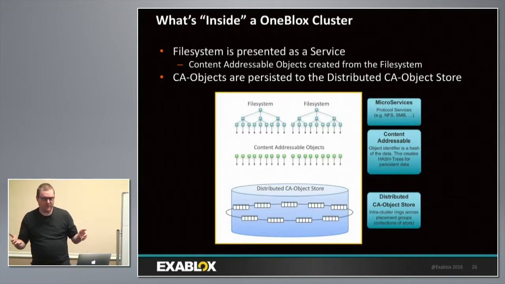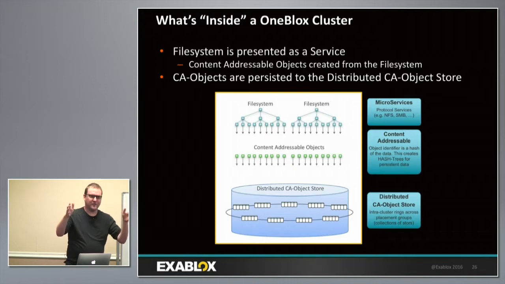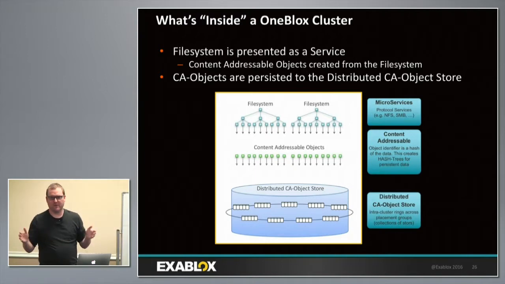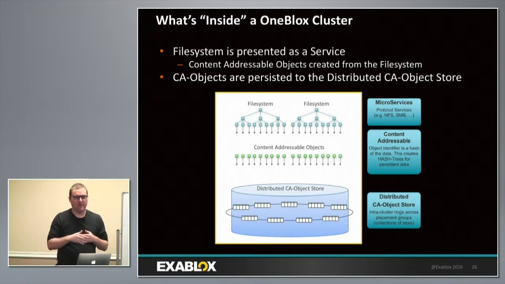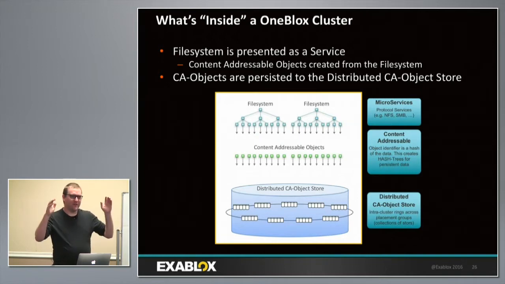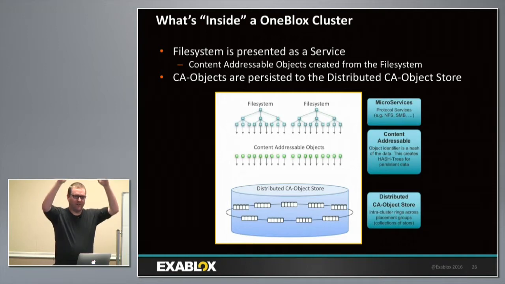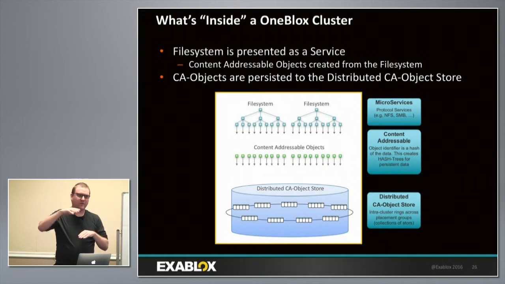This consistent hashing principle has been used in a lot of places. It's been used in Dynamo at Amazon. It's been used in Swift. A lot of people understand what consistent hashing is, but they most often do it at the top of the stack. We do it in the middle of the stack. We build all of our objects for our file system above the ring, and then we distribute all of those objects within the ring.